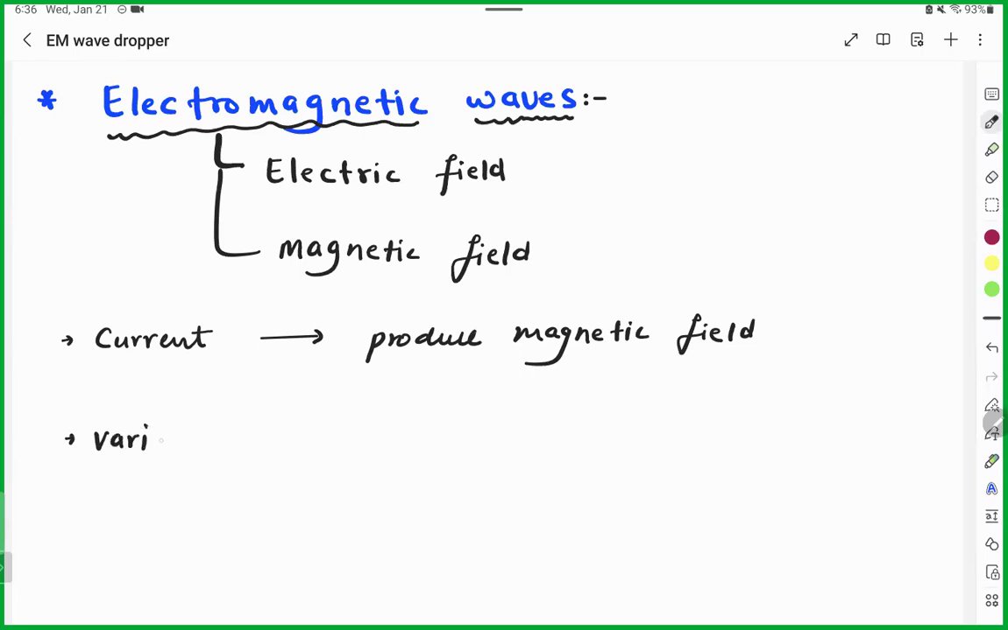variable magnetic field will produce current. Variable magnetic field will produce current. This we studied in EMI. Correct?